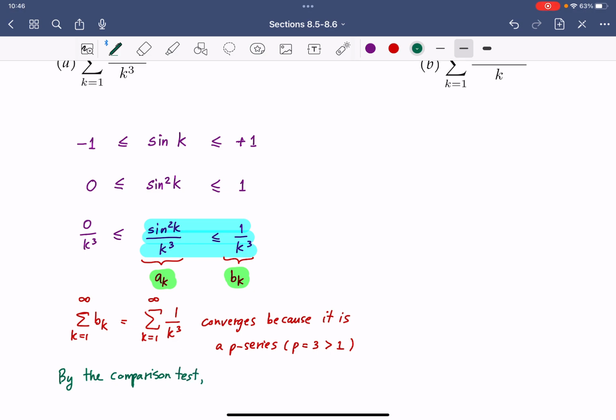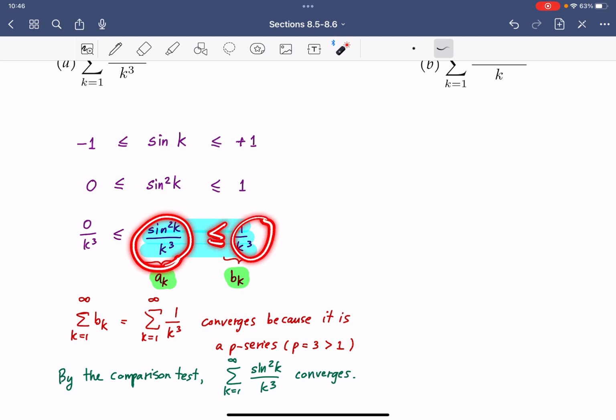you can conclude that summation of sine square k over k cube is actually convergent as well, because you have something less than this thing for all terms k, and the thing that you have as the upper bound is convergent already, so this series should be convergent as well. This is by the comparison test.